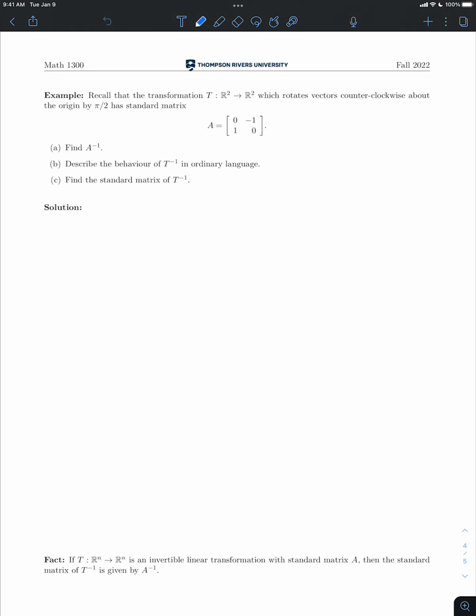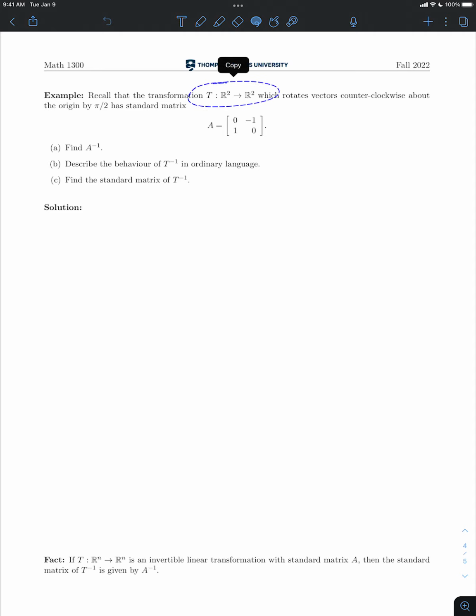Okay, and there's a neat connection between the inverse of a linear transformation and the inverse of its standard matrix. But for now, we're just going to assume that the two notions are completely unrelated and we'll explore them independently, but then we'll very quickly see what the connection is. So the example that we're going to look at is a rotation matrix, right? We've seen this one before, but I'll just remind you.